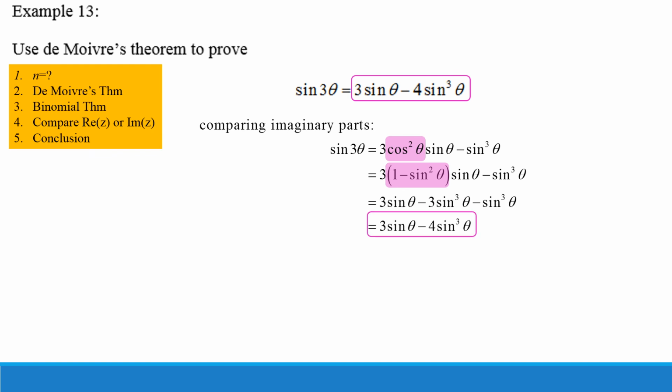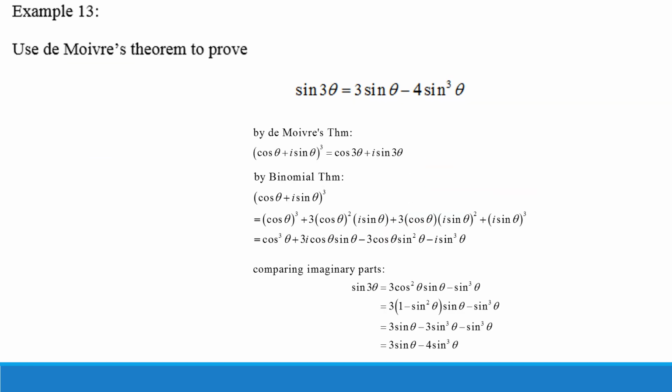Next, we expand and then simplify the like terms. We should get 3 sine theta minus 4 sine cubed theta, which equals the right-hand side. Hence, we have concluded our proof. A full solution to this question should look like this.